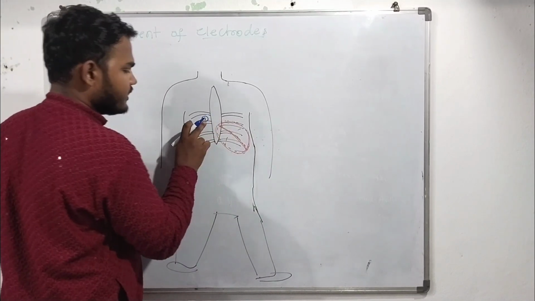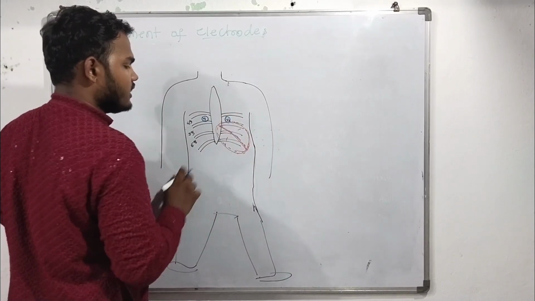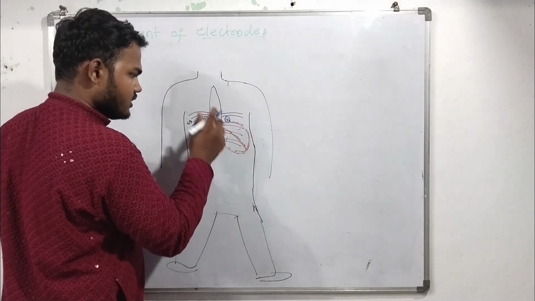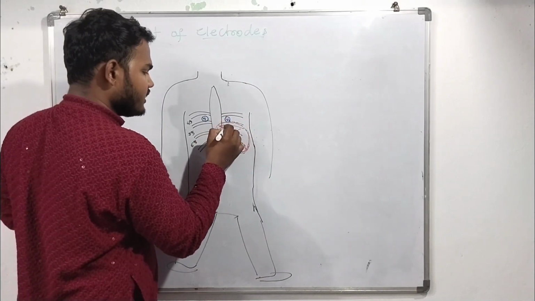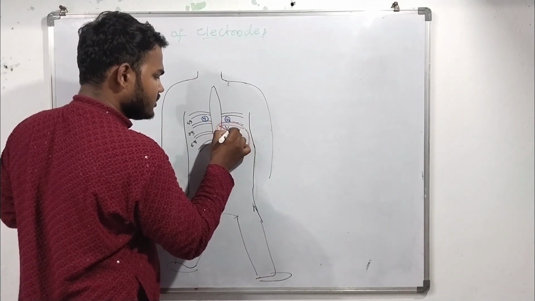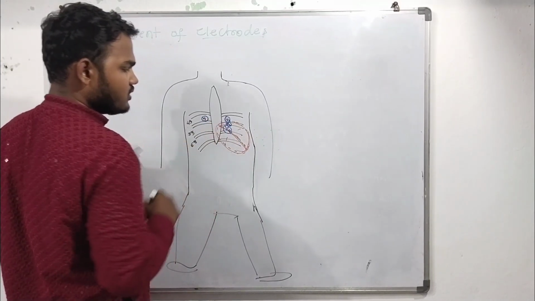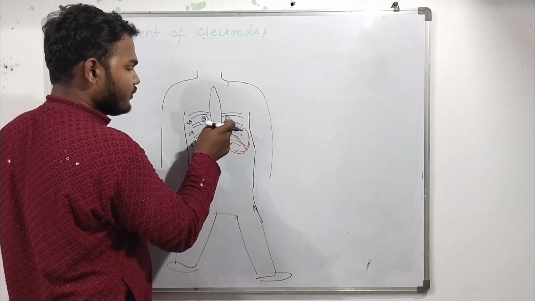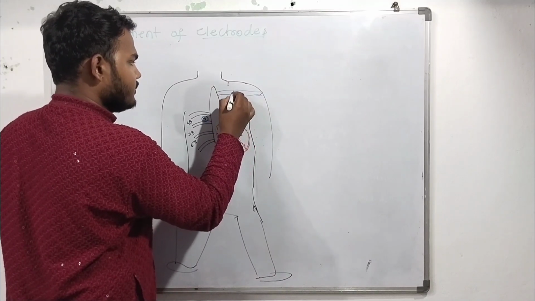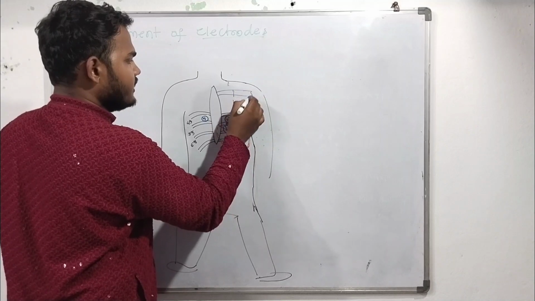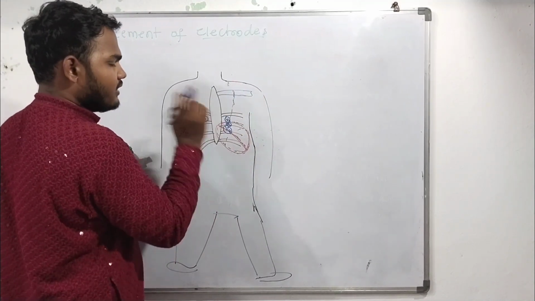V1, and just right side to this, here it is V2, and V3 is in between V2 and V4. Here V4 is in the fifth intercostal space, and in between these two there is V3. This is the clavicular bone. V4 should be in the mid clavicular line.